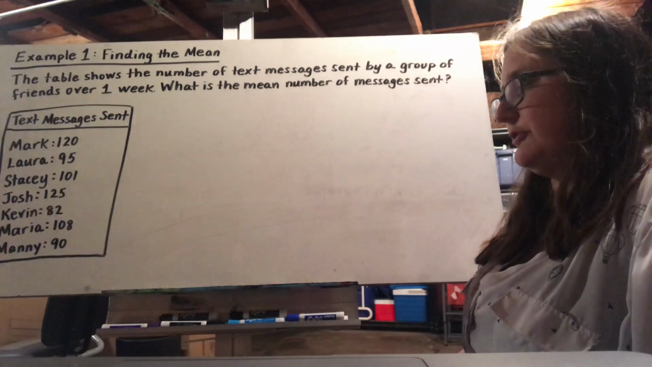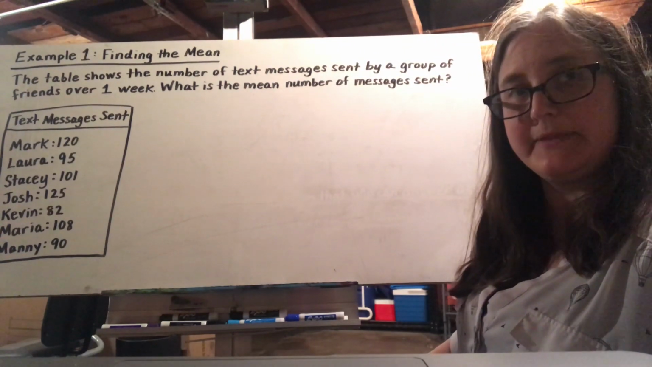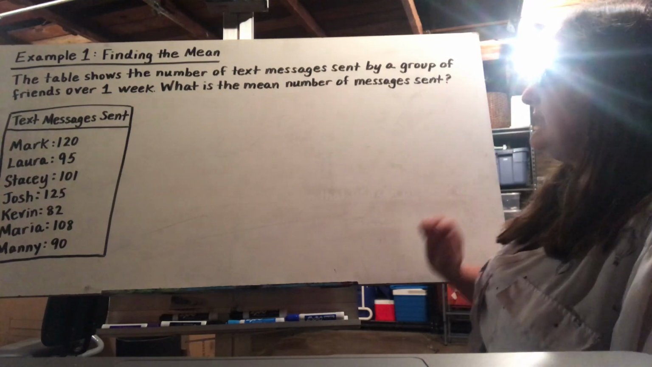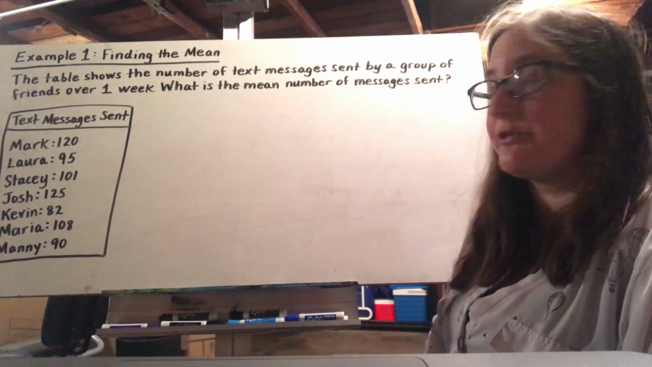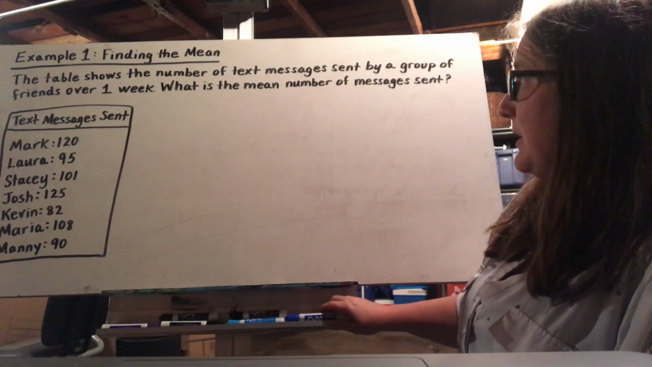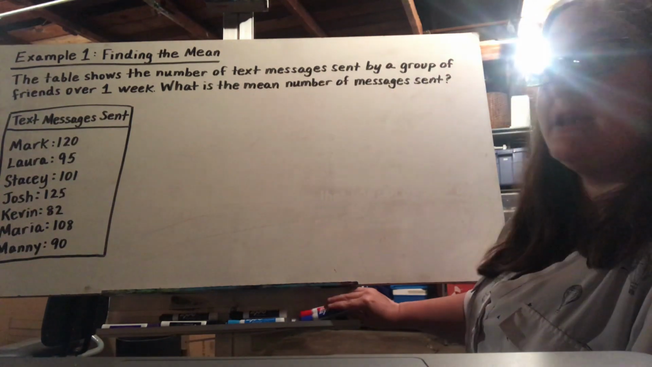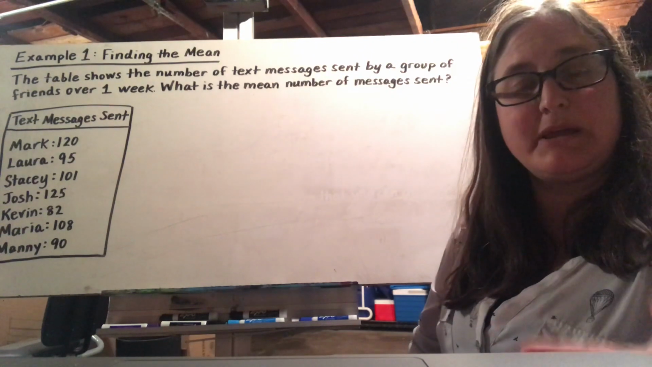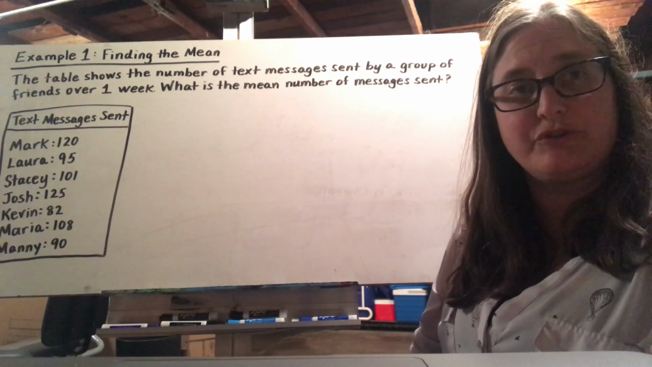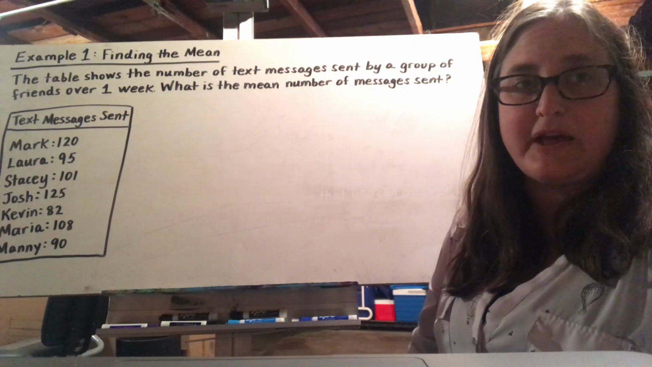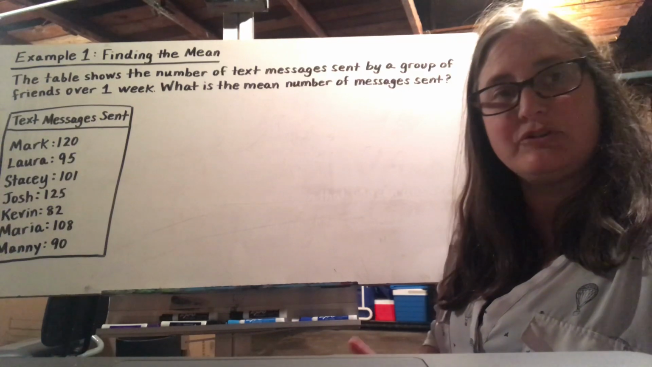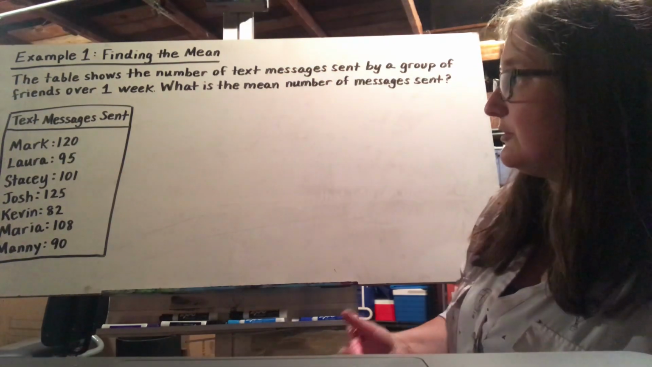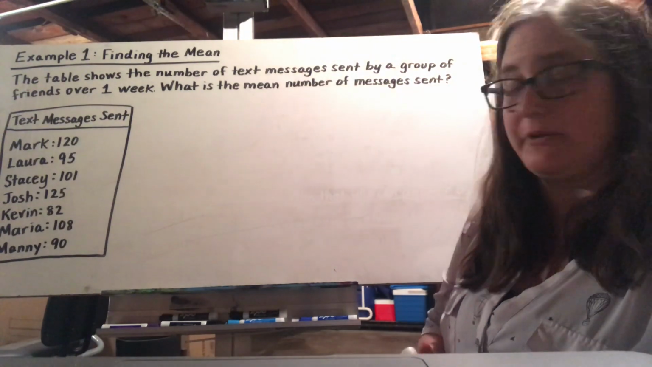So the first thing we're going to do is see how we actually find the mean. This table shows the number of text messages sent by a group of friends over the course of 1 week. And we want to figure out what is the mean number of messages sent. When we're finding the mean, we're finding a type of average, like one number to represent about how many text messages this group of friends is sending to each other during the week, like how much per person.